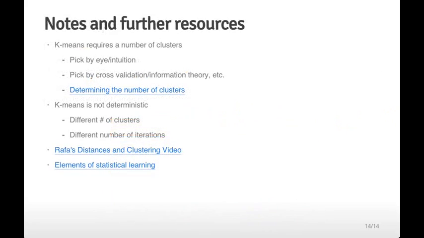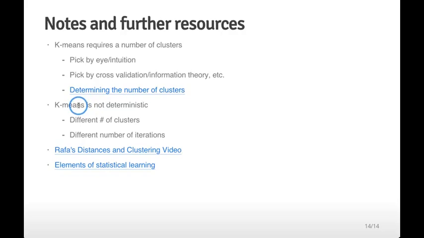Some further resources and notes. So first of all, you have to know the number of clusters in advance to run k-means clustering. One approach is to pick by eye or intuition. Like if you had looked at that very early example plot, you can see that it looks like there are about 3 clusters. You could also pick by cross-validation or information theory. I've linked here to an article about determining the number of clusters in k-means clustering, but there's actually a huge literature on this, and it's worth a little bit of a Google search if that's something that you need to learn about.